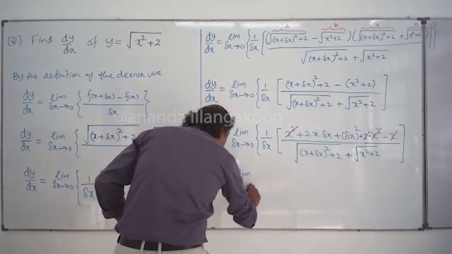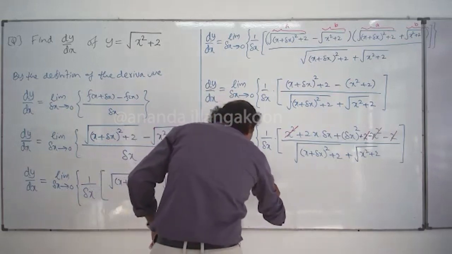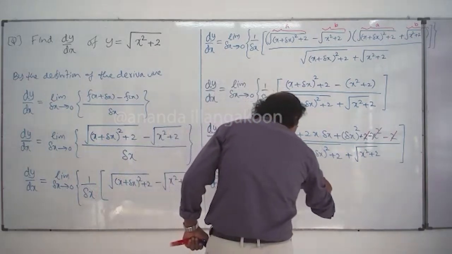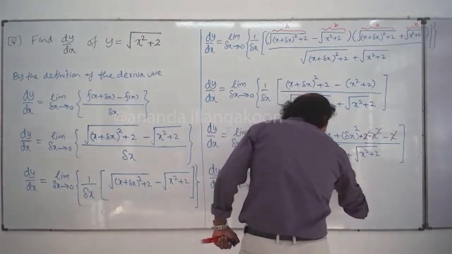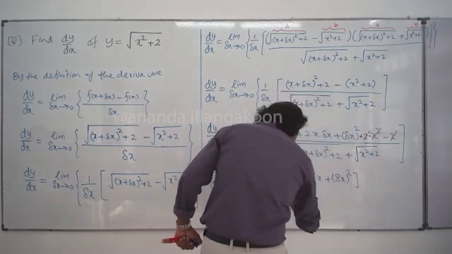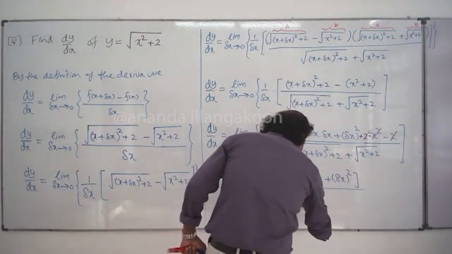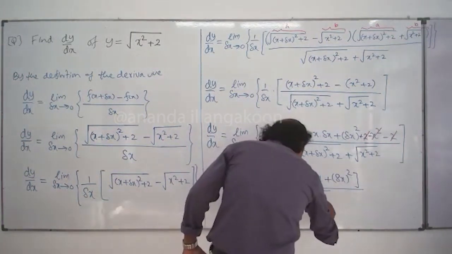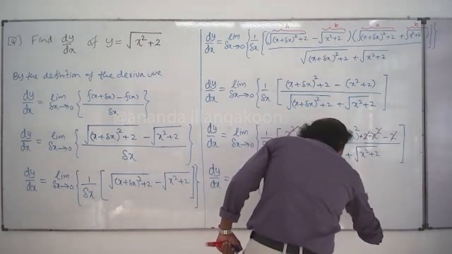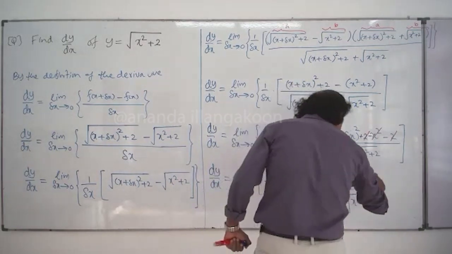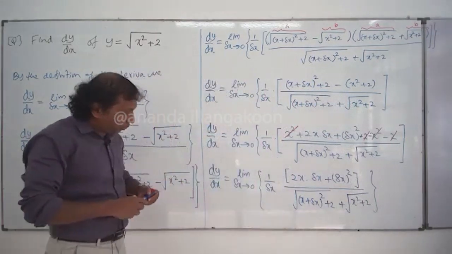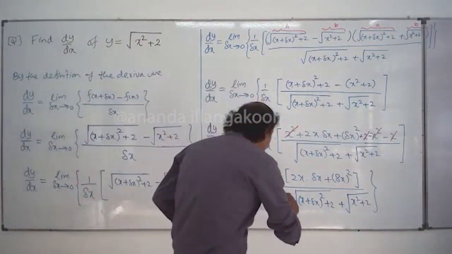Now we'll write dy by dx is equal to limit delta x tends to 0, 1 over delta x into, here what do you have? 2x into delta x plus delta x perfect squared is the numerator. What is the denominator, dear students? Root of (x plus delta x) perfect squared plus 2, plus root of x squared plus 2. So far we couldn't cancel down delta x from numerator and denominator, right?